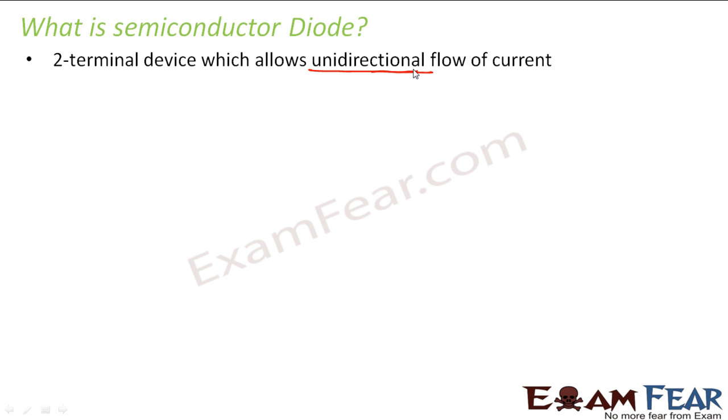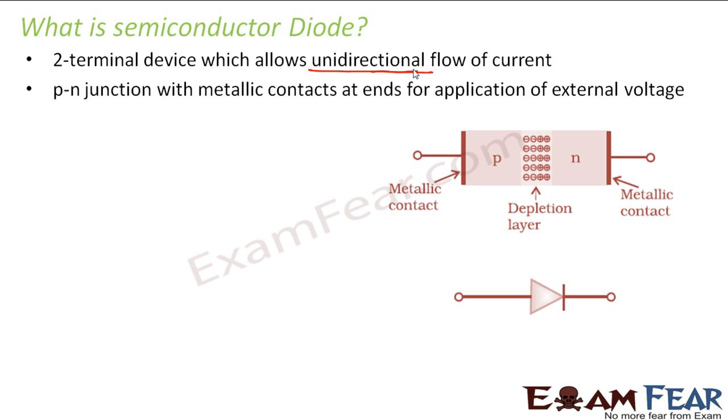As you remember in the introduction slide, I was talking about valves. I told that valves were some devices which allowed unidirectional flow of current. So this diode was again a device which allowed unidirectional flow of current. So what is a diode? When you look at its structure, what is it actually? It is nothing but a p-n junction with metallic contacts at ends for application of external voltage.